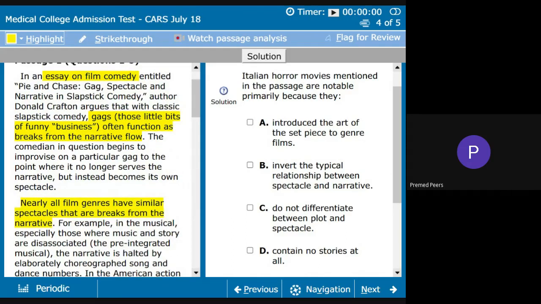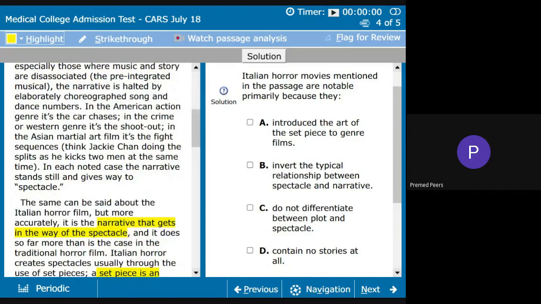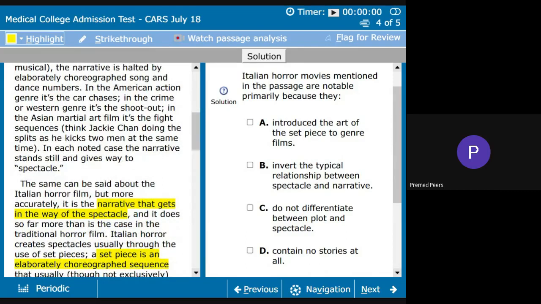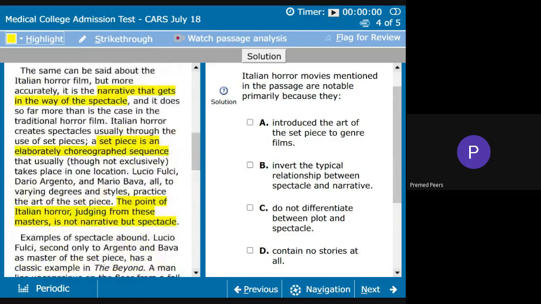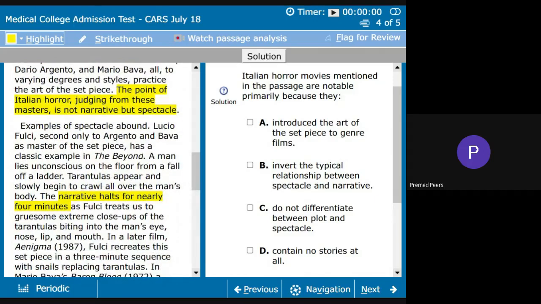It lays out the common way of looking at film comedy, and then it goes on to talk about specifically how Italian horror movies are different, because spectacle is given more of a focus. Like I mentioned, one helpful strategy is summarizing each paragraph. In the first paragraph, they laid out the land: this is what film comedy is usually like. As you go on, you build the idea of the passage, which is that film comedy is usually this way, but Italian horror is usually this way.